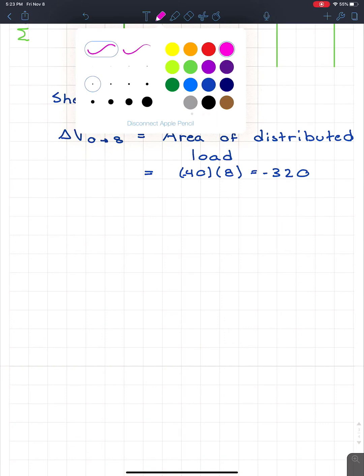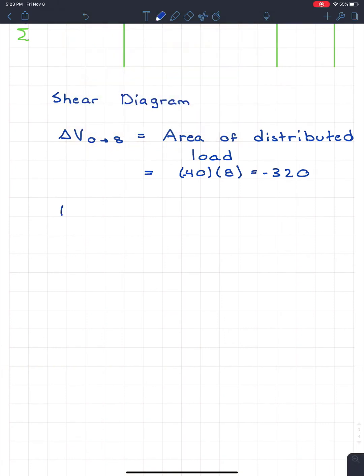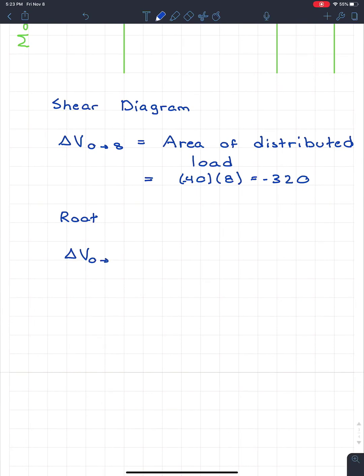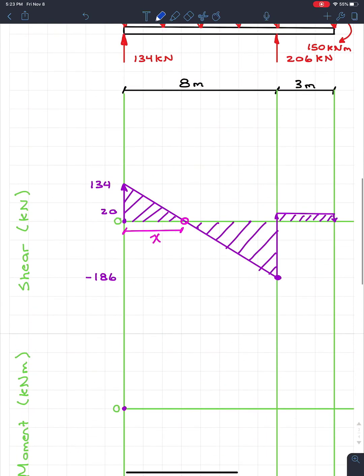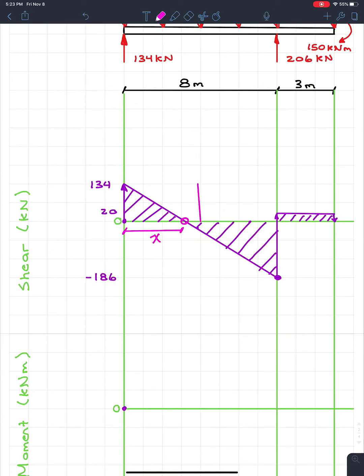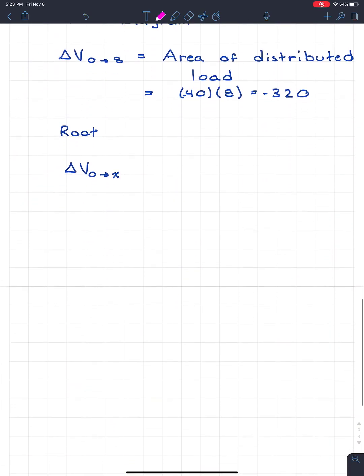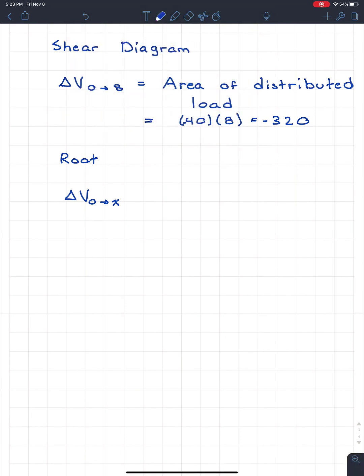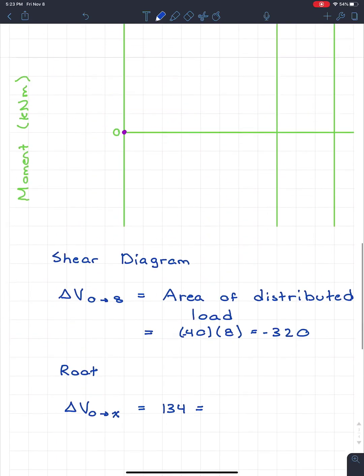So for a shear diagram, I'm going to put the root, because that's what we're trying to find, is when it's equal to 0. We know that the change in shear between 0 and then to point x, because we don't know what x is going to be equal to, 134 newtons. We want the change in shear from here to here. So this delta V is equal to 134. Okay, well that's not bad. So our change in shear, remember, is the area, is equal to 134. And this is going to be equal to the area under the distributed load.